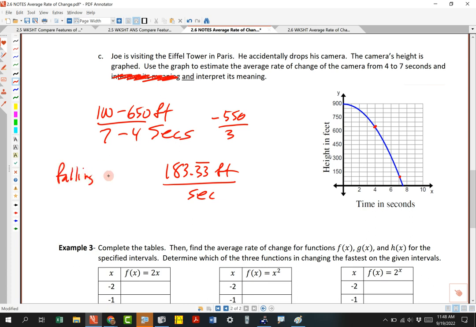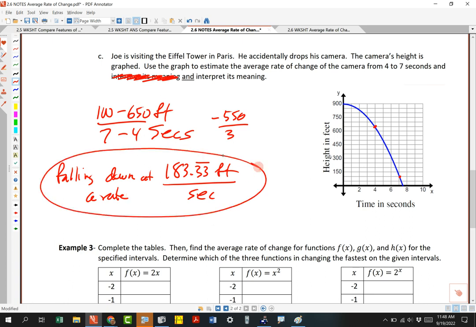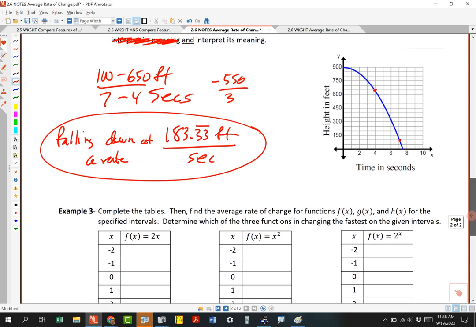Falling which way? Down. Wait, can you follow up? Yeah. Okay. Technically, suppose you could. We could say moving up. Then Dane's head doesn't explode. You could say that, or you could say traveling at a rate of negative 183.3 feet per second. Okay. All right, we good there?